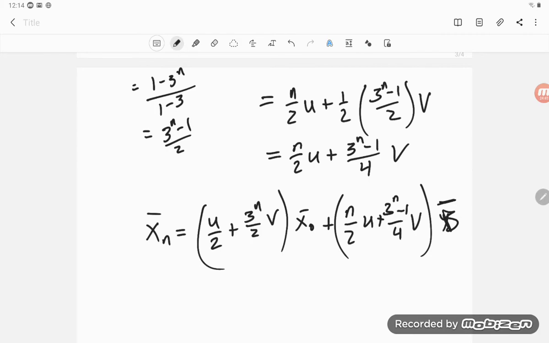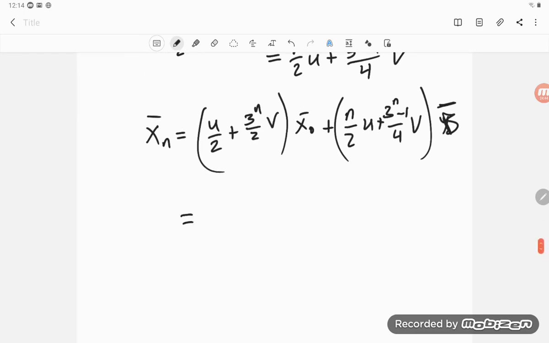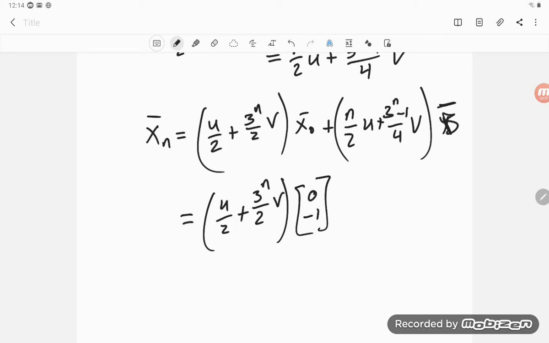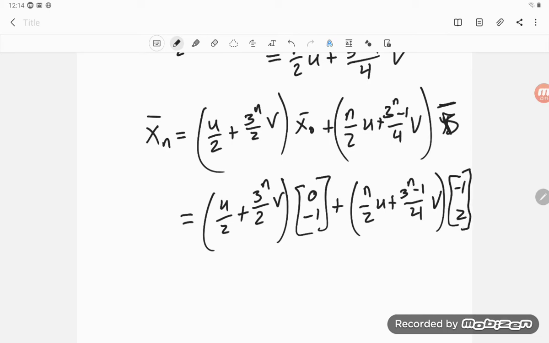And so those values of those two things, so I had u over 2 plus 3 to the n over 2 v times 0, negative 1, that was our initial conditions there, plus n over 2 u plus 3 to the n minus 1 over 4 v. And that was times the vector negative 1, 2.